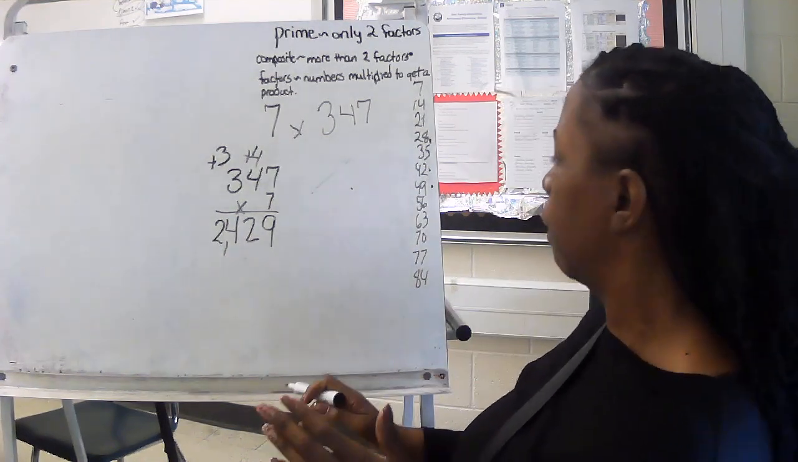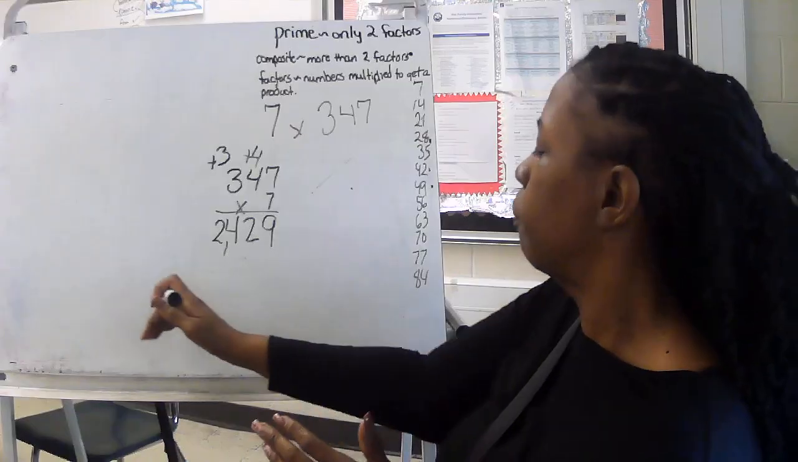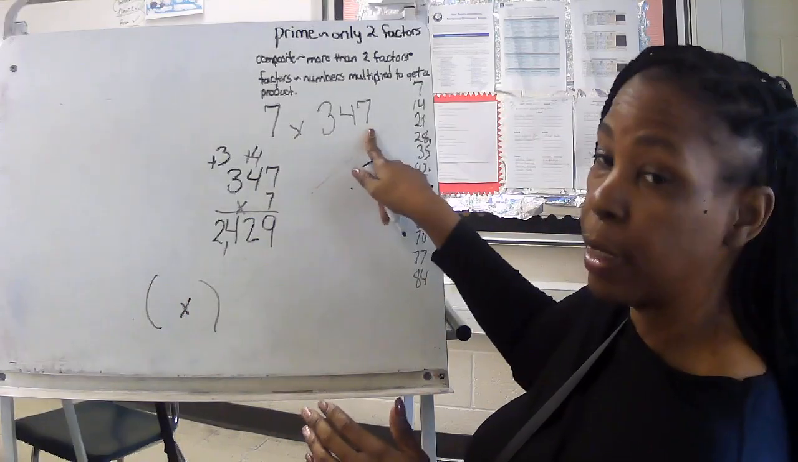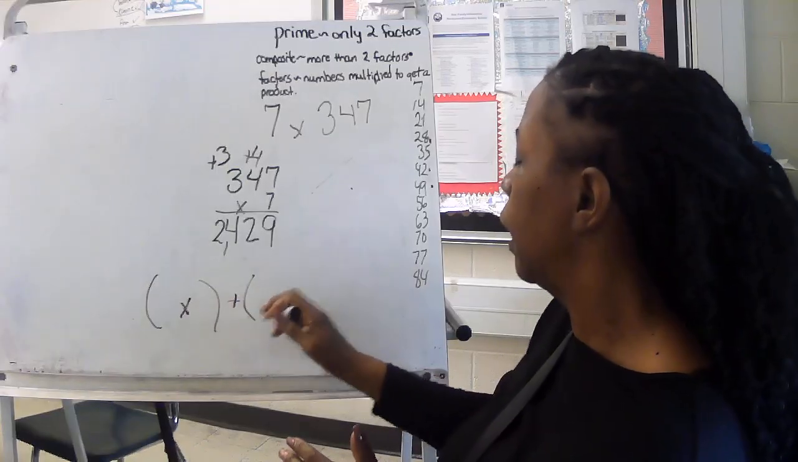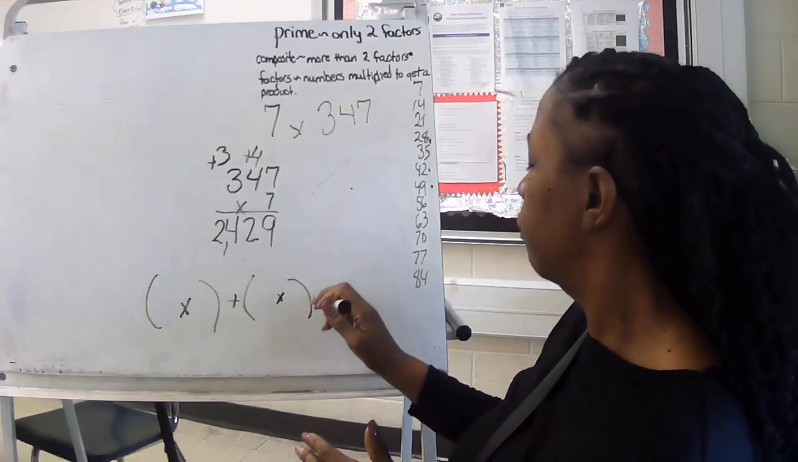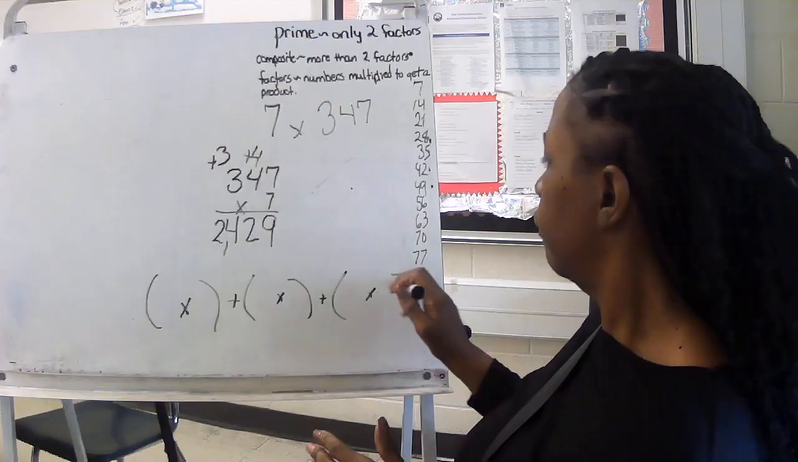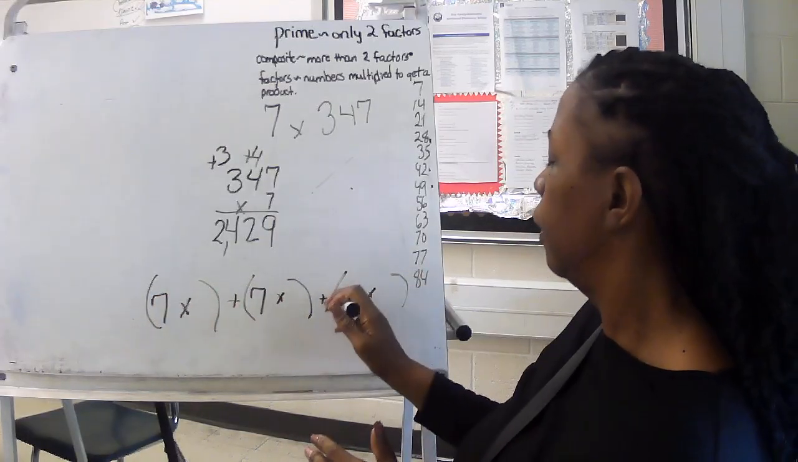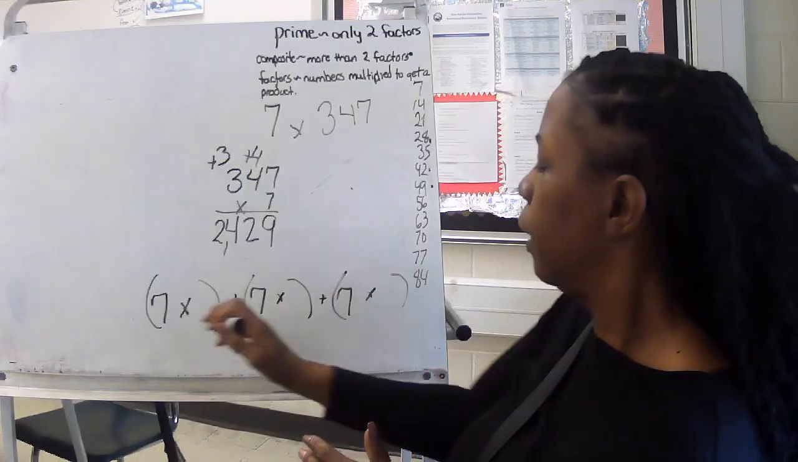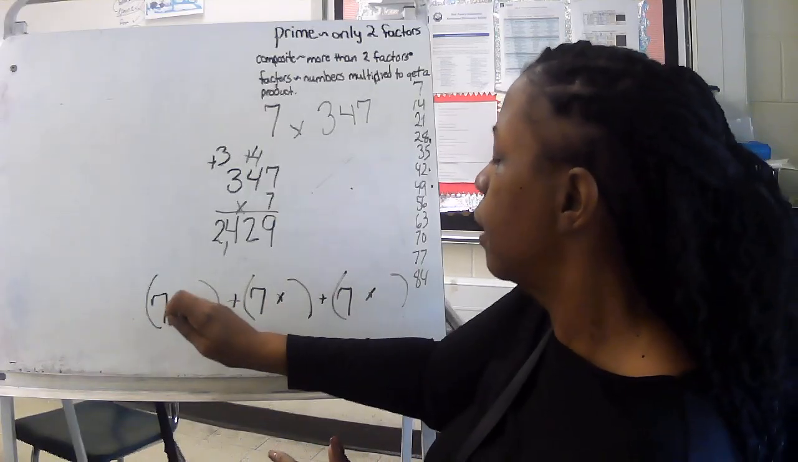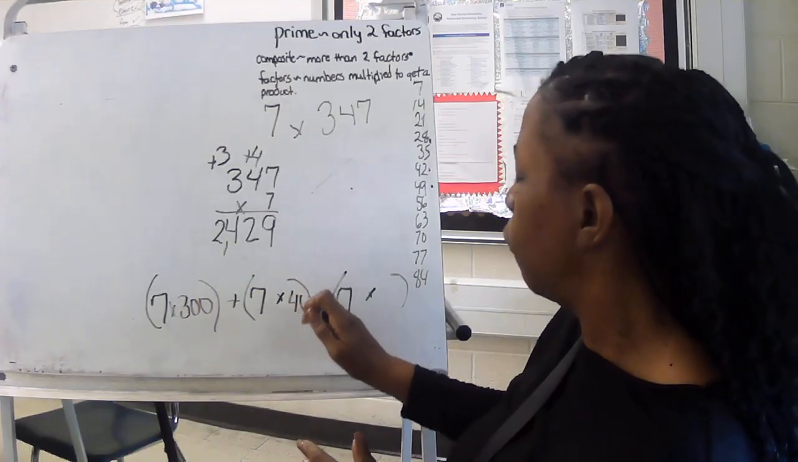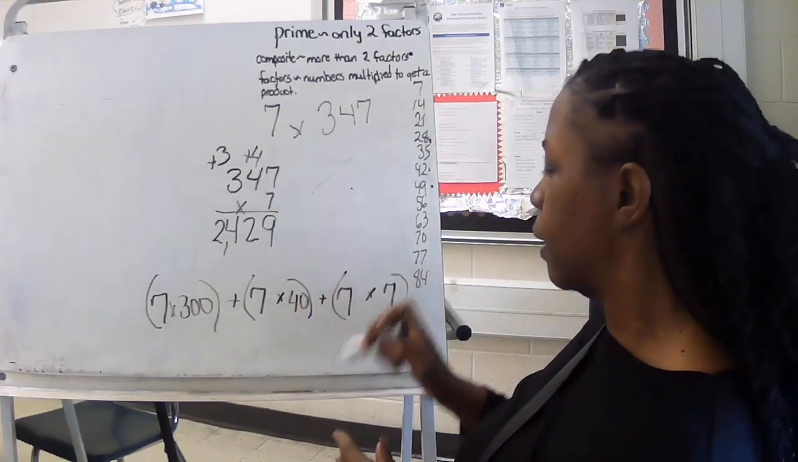That's standard. Now let's do distributive property. And I'm going to do 3 parentheses. Why? Because I have 3 digits here. I have 3 digits. Okay, so we're multiplying by 7, so that'll be my first one in each parenthesis. And then my 3 is in the hundreds place, so I have 300. 4 is in the tens place, that's 40. 7 in the ones place, that's 7.